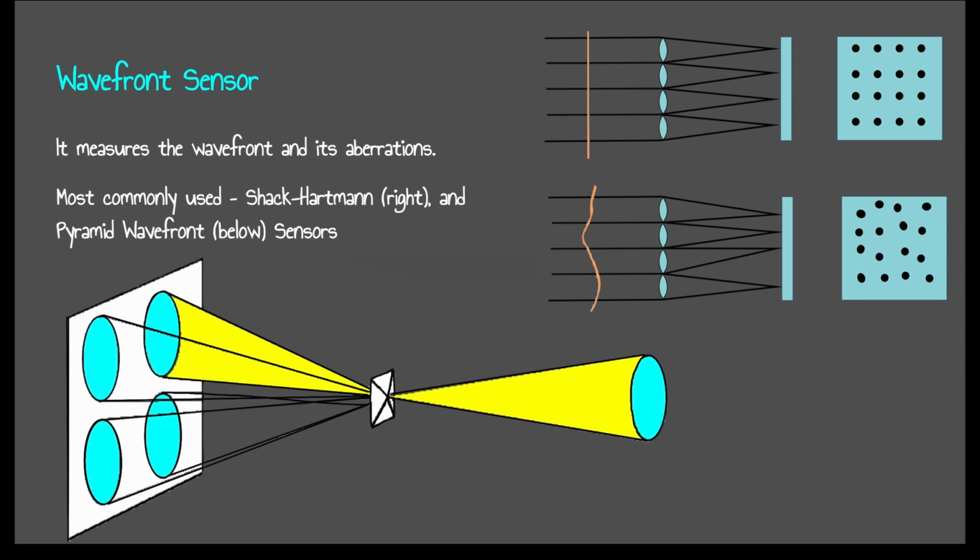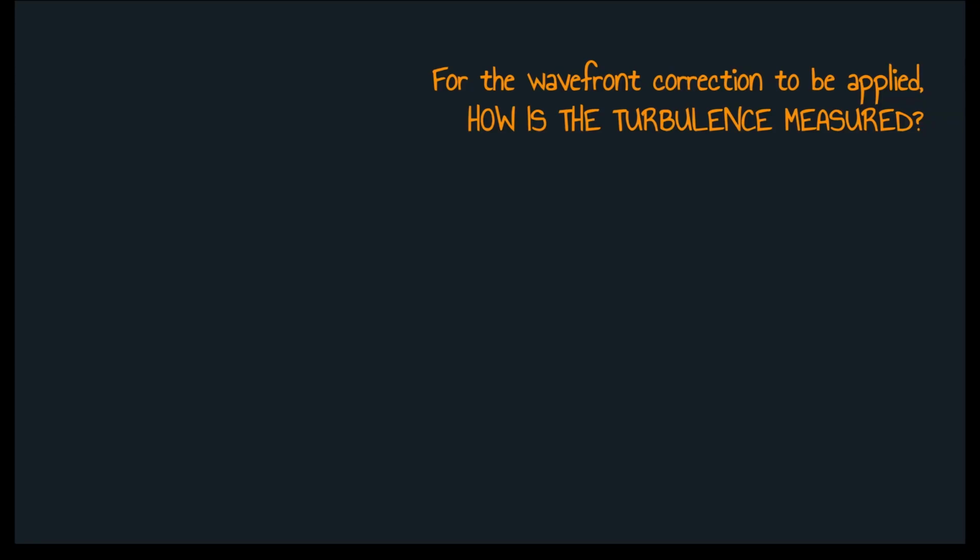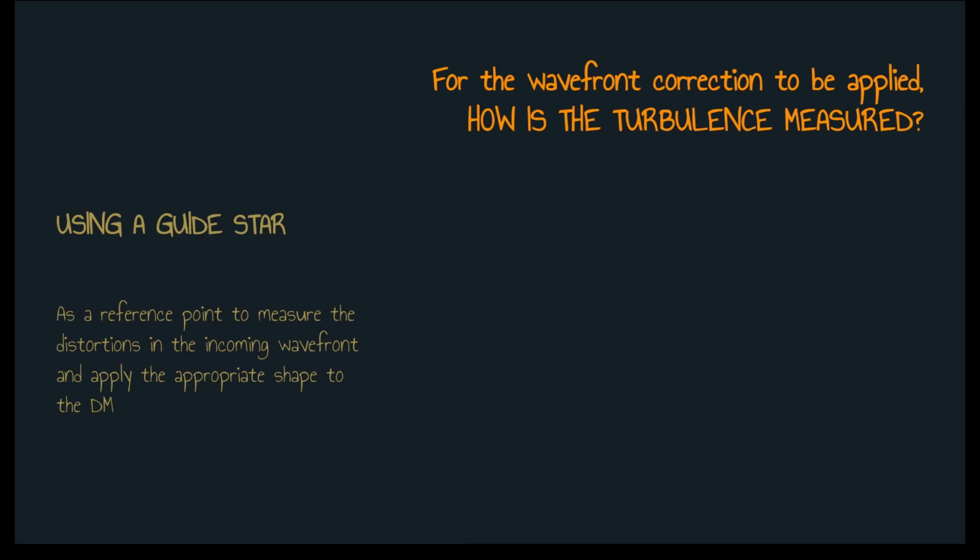To apply the wavefront correction we've talked about so far, the wavefront gradient or the distorted wavefront needs to be measured somehow. There should be some sort of a benchmark to measure the turbulence. So, what is that? We call that a guide star. As written here, it is essentially a reference point to measure the distortions in the incoming wavefront and apply the appropriate shape to the DM.